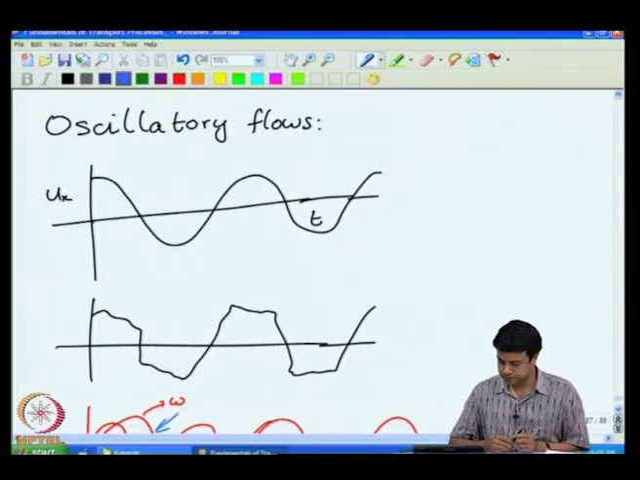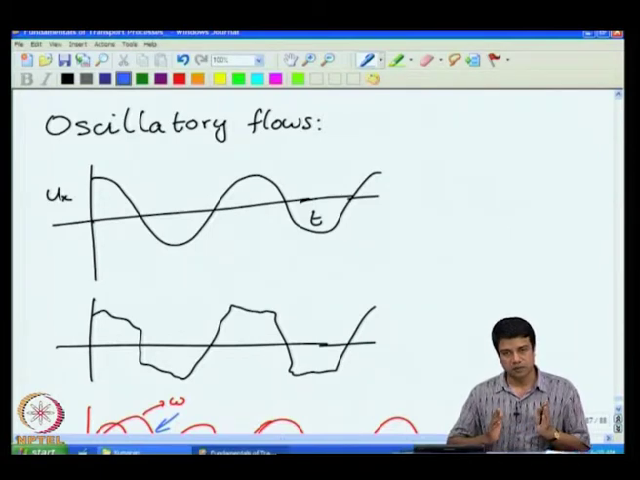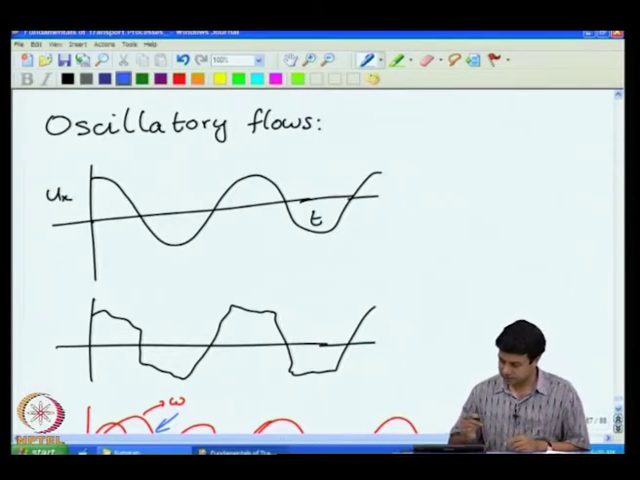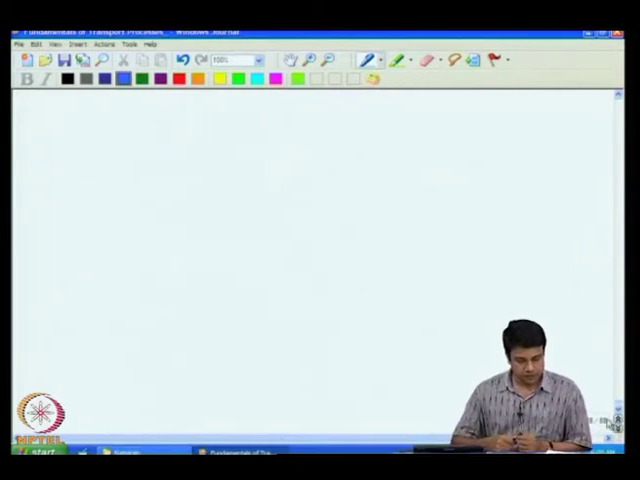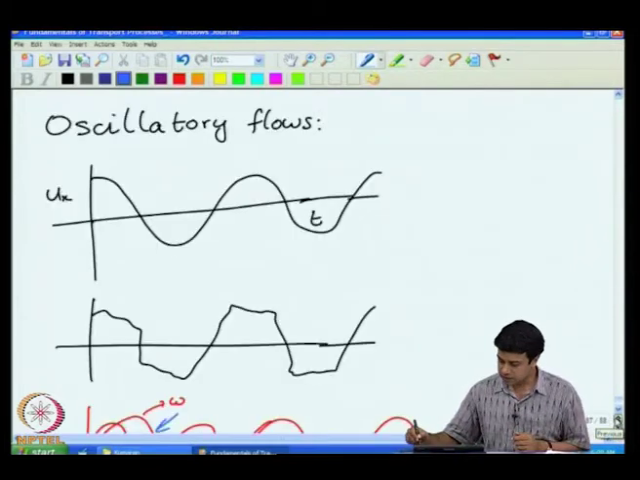So in that sense it is more general. All I require is that the bottom plate velocity should be periodic in time with the frequency omega. Once that condition is satisfied, it does not matter what the waveform is, I can always apply this solution procedure. So that completes our discussion on oscillatory flows.